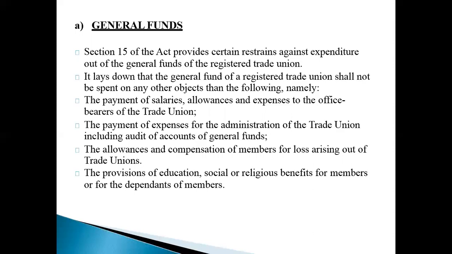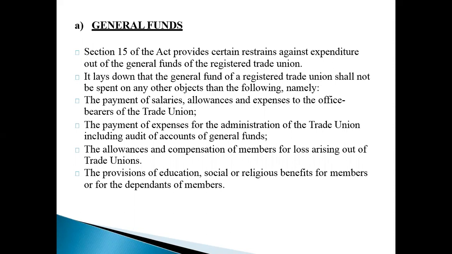The payment of expenses for the administration of the trade unions, including audit of accounts of general funds, that's the second point. The allowances and compensation of members for loss arising out of the trade unions, right? Then the fourth point, provision of education, social or religious benefits for members or the dependents of the members. So these are the 4 points on which a particular fund is eligible to be spent under section 15, right?